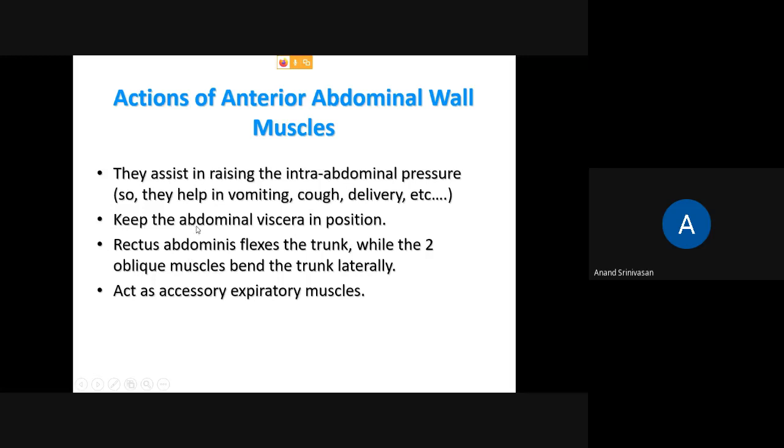This you already know. It helps keep the abdominal viscera in position. The rectus abdominis has an additional function: it helps in bending the spine, and it also acts as an accessory expiratory muscle. During normal expiration they will not act, but whenever you do a forceful expiration, you can feel your abdominal muscles contracting.